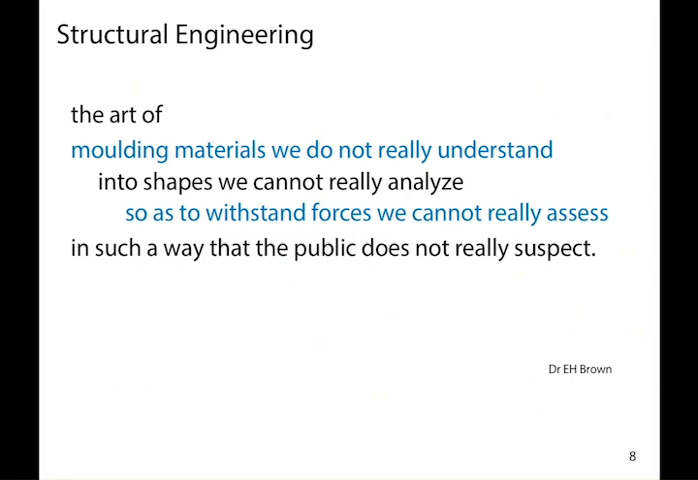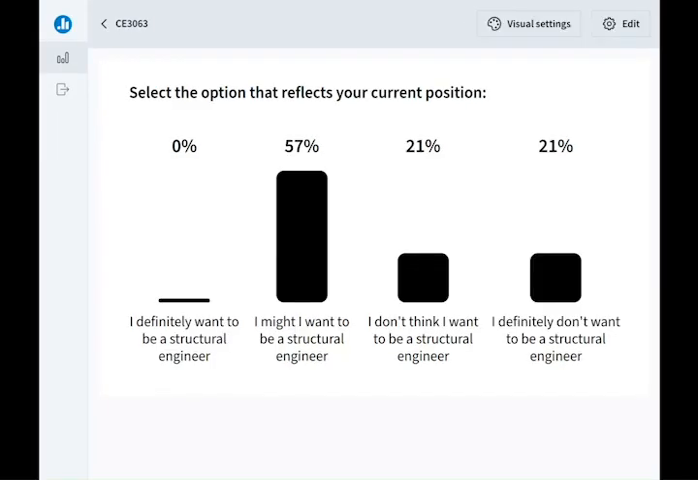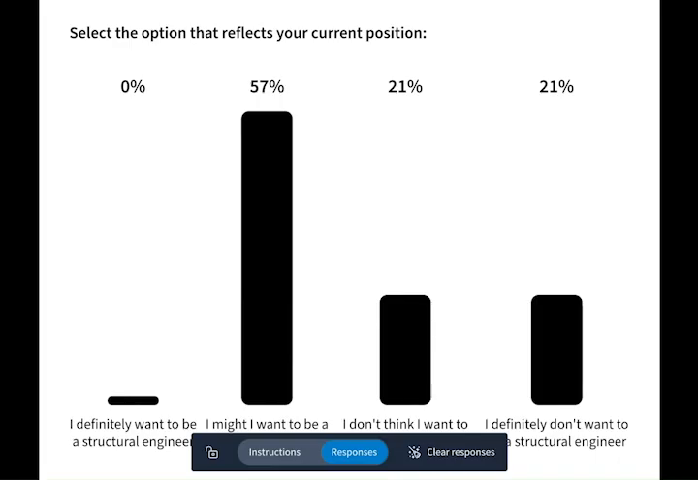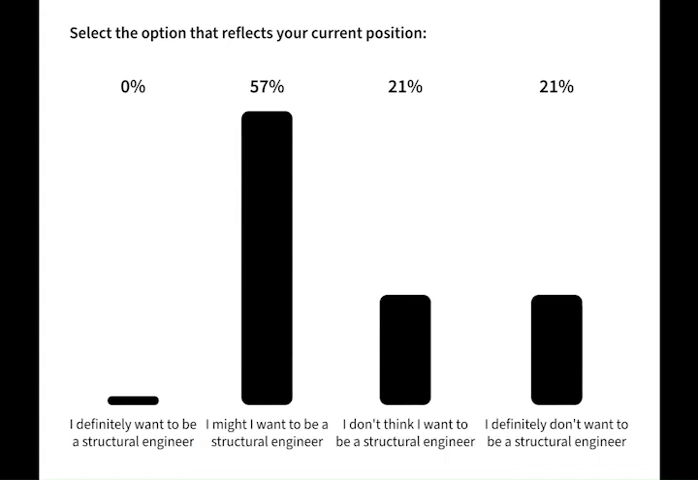So I see some folks have already gone into this activity. I just want to know in this course, of the cross-section of students that we have here today, just select the thing that best reflects your current position. There's, I definitely want to be a structural engineer. I might want to be a structural engineer. I don't think I want to be a structural engineer. And then for everybody else, I definitely don't want to be a structural engineer. All right, and I'm actually going to go put my answer as well.